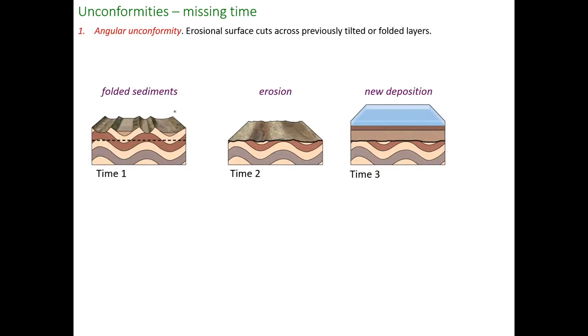Okay, so the way that angular unconformities work is that maybe at time 1 you got a bunch of sediments that get folded. Time 2 they get eroded, so we're missing time. And then time 3 you get new deposition. Okay, so this is the time interval, time 2, that is not represented because instead of continuous deposition, we have erosion.